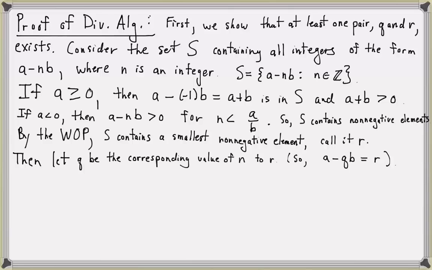Well, using this equation, if I add QB to both sides, I see that A equals QB plus R, and we assumed that R was non-negative. This almost meets all the necessary conditions for Q and R. What remains is we need to show that R is strictly less than B.